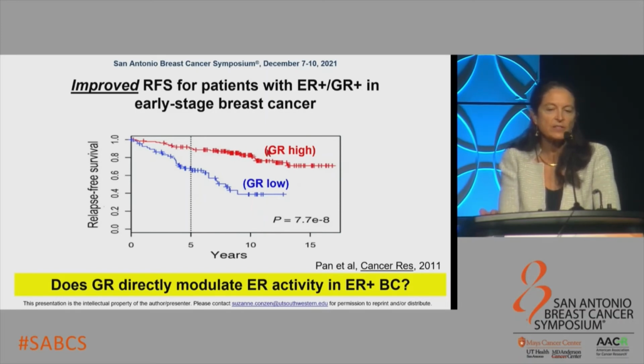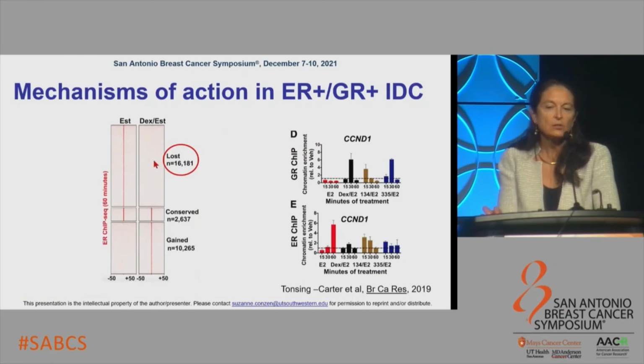In addition, I'd like to just mention what I said in the beginning, which is that glucocorticoid receptor high-expressing tumors have a much better outcome than glucocorticoid receptor low-expressing tumors in ER-positive breast cancer. So it's the opposite result. And that is because glucocorticoid receptor and estrogen receptor interact at the level of chromatin.